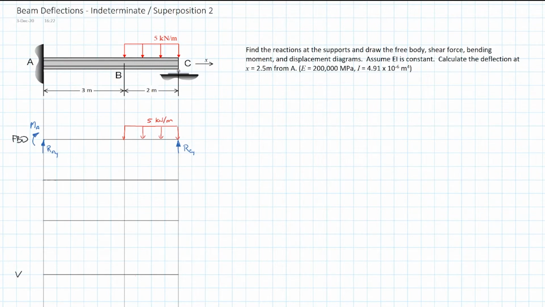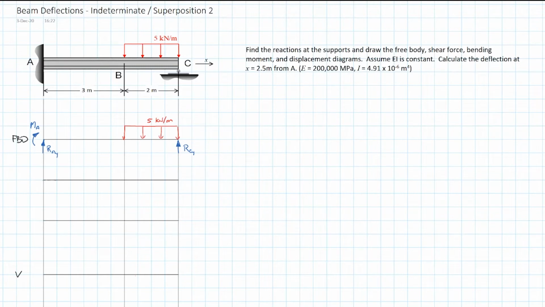So the problem as laid out, we have a propped cantilever, coming out of a fixed support at A and propped at the other end at C. We have a uniformly distributed load on the far end from B to C, for the outside 2 meters, of 5 kilonewtons per meter. And we have an E and an I given there because we're asked to actually calculate deflections later on, so we're going to need that.